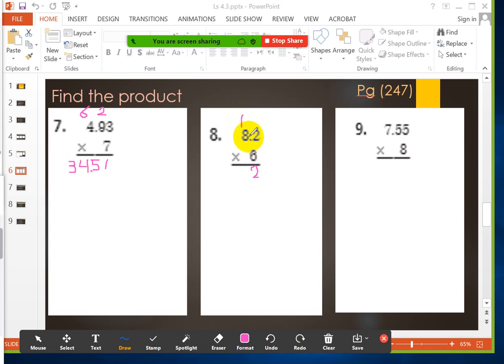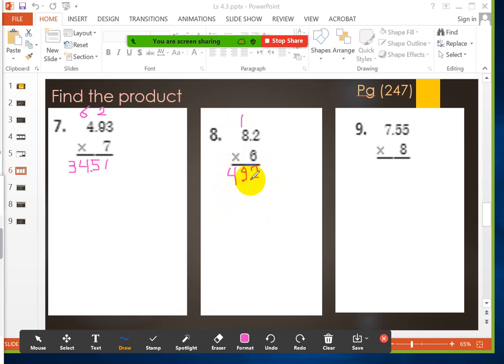6 multiply 8 is 48. 48 plus 1 equals 49. Very good. What about the decimal point here, Noor? The answer will be after the 9. After the 9. Very good.